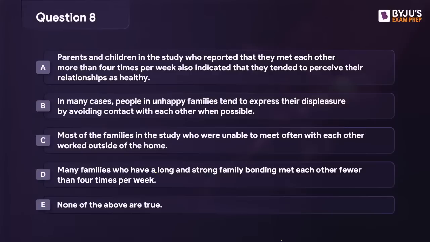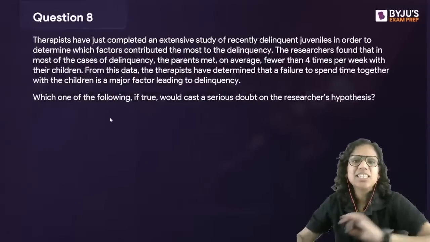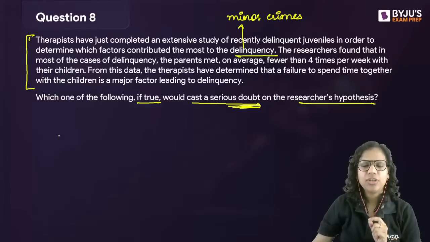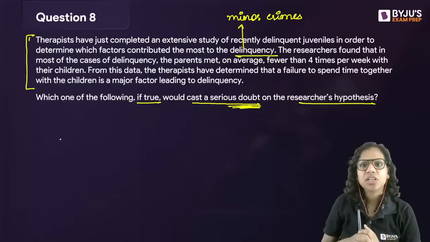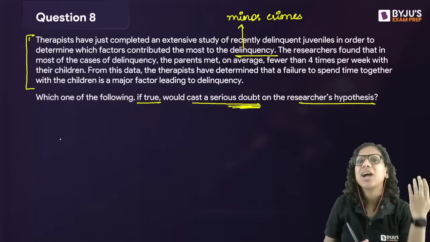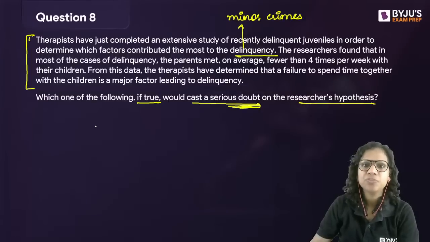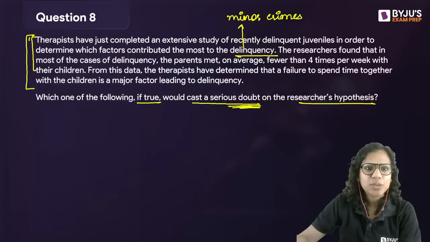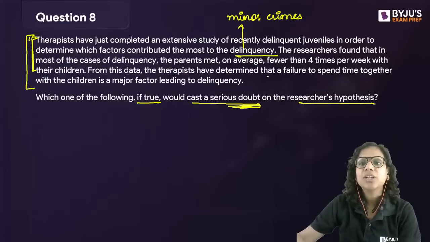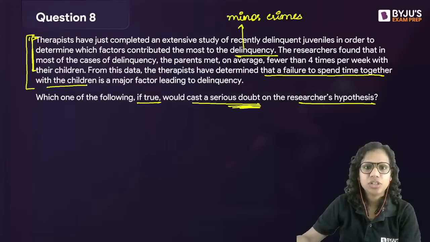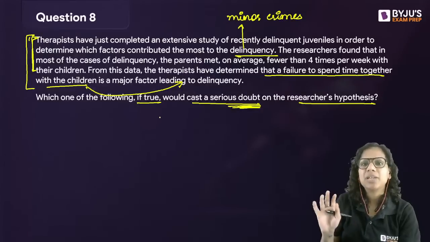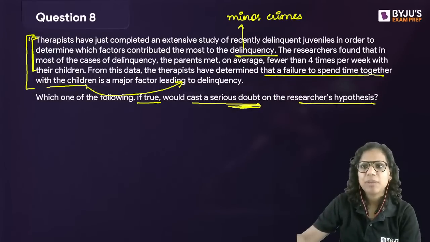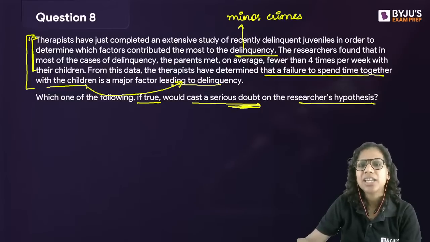I am back. Yes. So this is a very logical question. I'll tell you why. There's a cause-effect relationship that has been drawn here. Such arguments are called causal arguments. For instance, I told you analogical arguments. This is called a causal argument. So this was the data that was available to the therapists. And from this data, what did they conclude? That a failure to spend time together with the children is a major factor leading to delinquency. That it is failure to spend time that is leading to crimes. Because families are not spending time together, that is why crimes are happening.